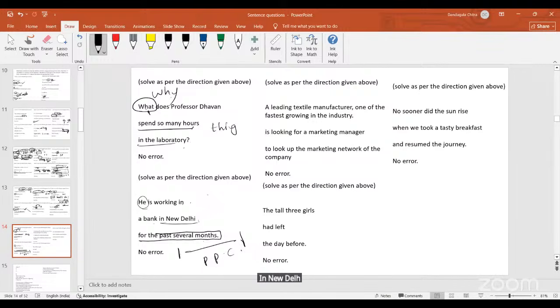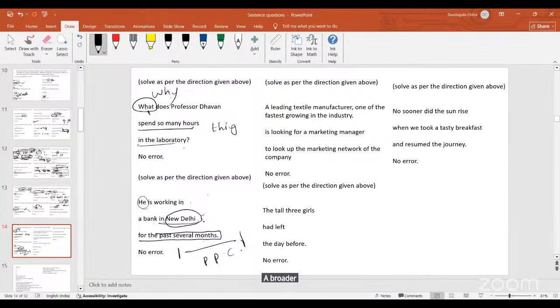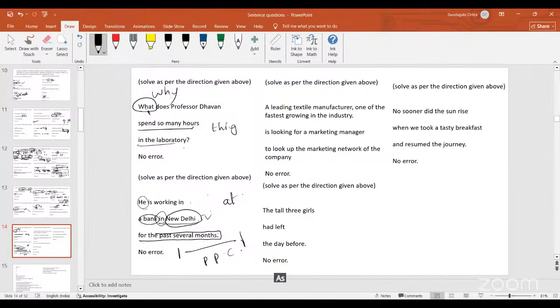So he has been working in a bank in New Delhi. In New Delhi is correct because New Delhi is a very massive place. That is a capital, a broader place. So for broader places, we use in only. So that is correct. However, at is used for specific places, as bank is already referred here. That is a specific place in New Delhi. So that's why not at New Delhi.